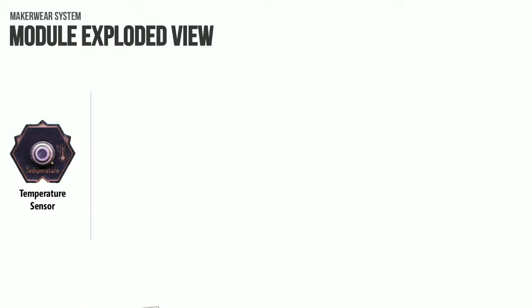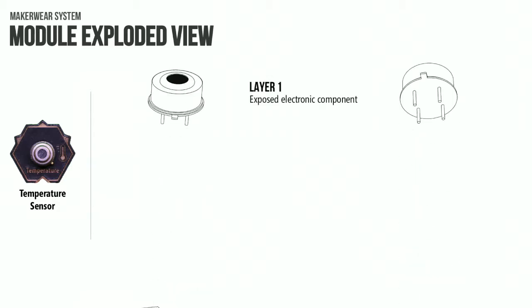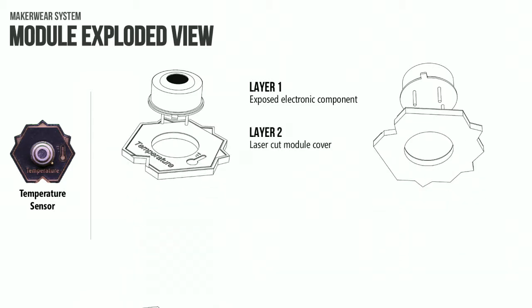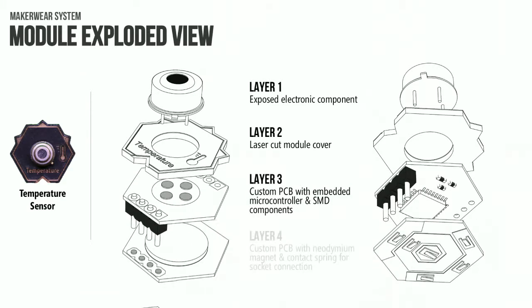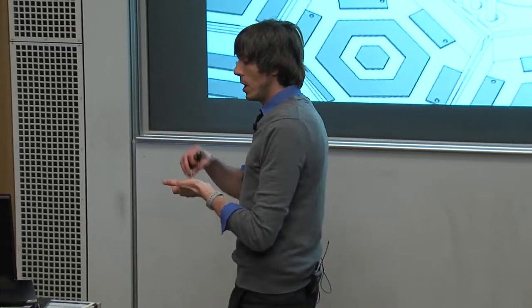Okay, so each module is custom designed, and the top layer is an exposed electronic component that captures the module's behavior. And the second layer is a custom laser cut with a child-friendly name and icon. And the third and fourth layer are custom PCBs. The third layer has a microcontroller and requisite surface mount components. And then the fourth layer has a neodymium magnet and contact springs. So when you place this module into a socket, it works instantly.